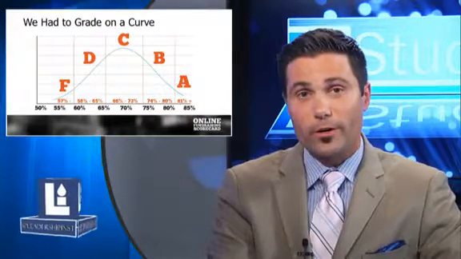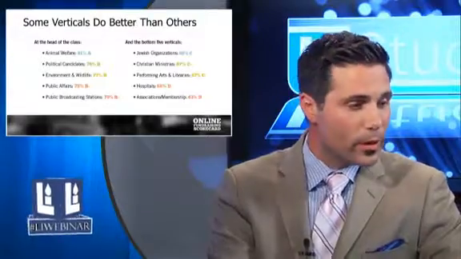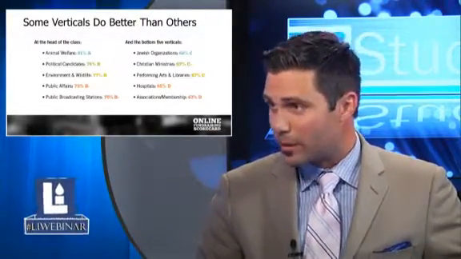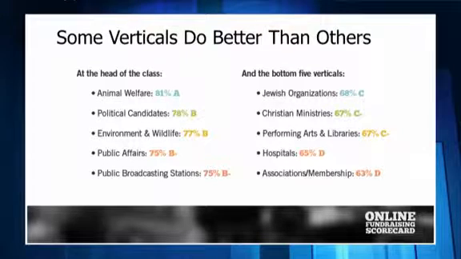So we had to grade on a curve. So that was lesson number 1. And when we did that, we noticed that there were certain classes of organizations that did better than others. Okay? So we found at the head of the class, we had animal welfare, political candidates.